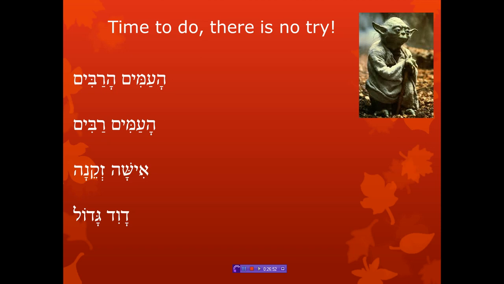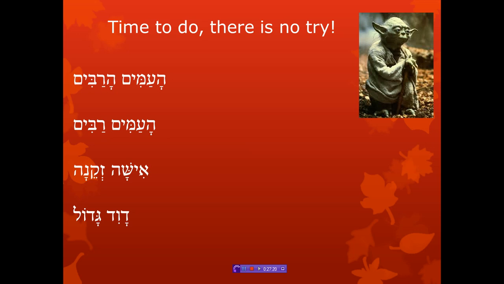Ha'amim harabim. Okay, so the first sentence, ha'amim harabim. What do you think? Is this an attributive adjective describing the noun amim, which is the word for peoples, the plural of am? Or is it a predicate adjective creating a verbless sentence, which would be the people are great or something, or numerous or something like that?